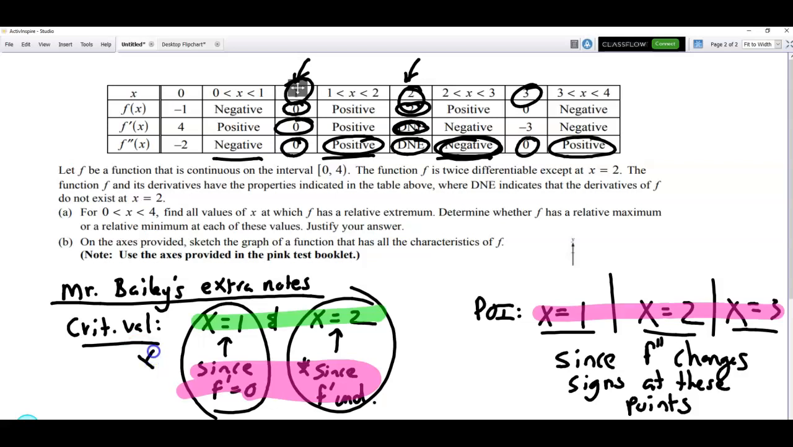Over here, the critical values, I had to give separate explanations because they were for different reasons. This is a critical value because the derivative was 0. This is a critical value because the derivative was undefined.